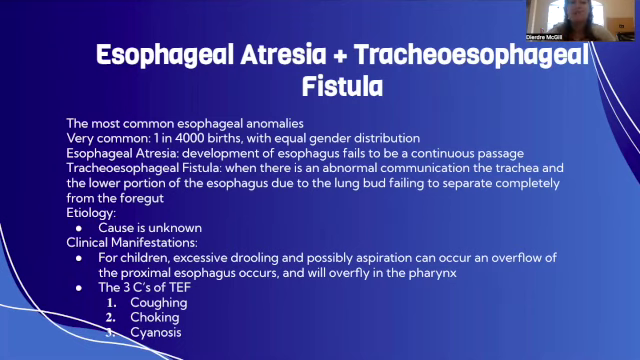Clinical manifestations. For children, there's going to be a lot of drooling and possibly aspiration, just because a lot of that can't be swallowed, so it will overflow the pharynx, and ultimately it can't go anywhere but up at that point. So there's going to be a lot of drooling. There's kind of a triad of what to look for: coughing, choking, and cyanosis, because if they aren't able to dispel all that fluid, then it's going to be really difficult for them to breathe.